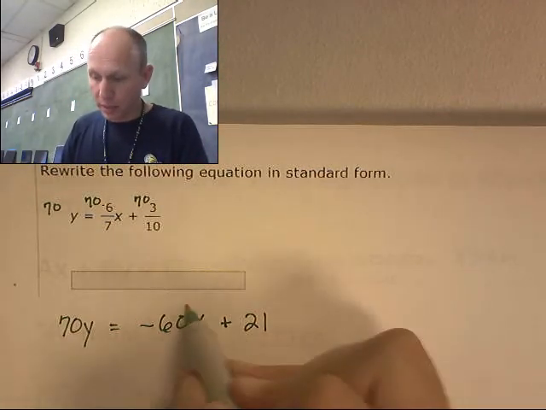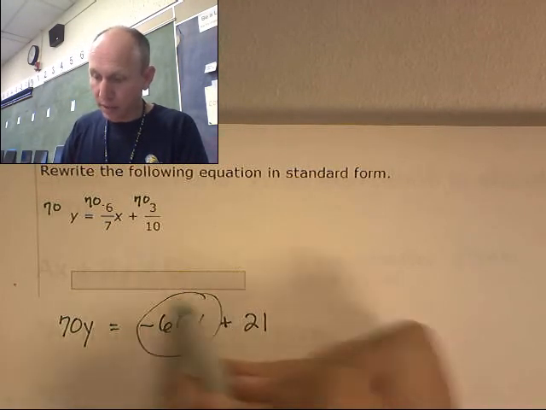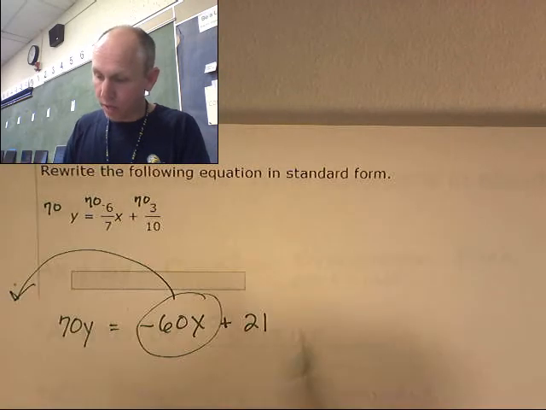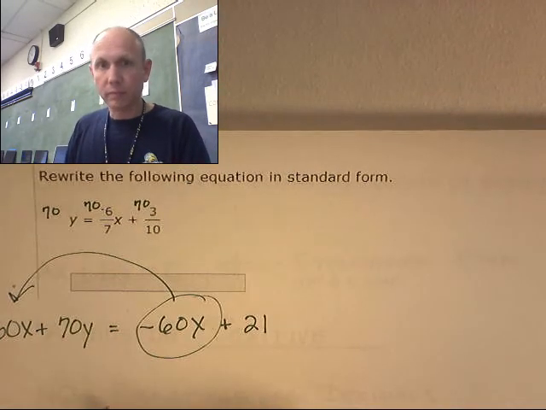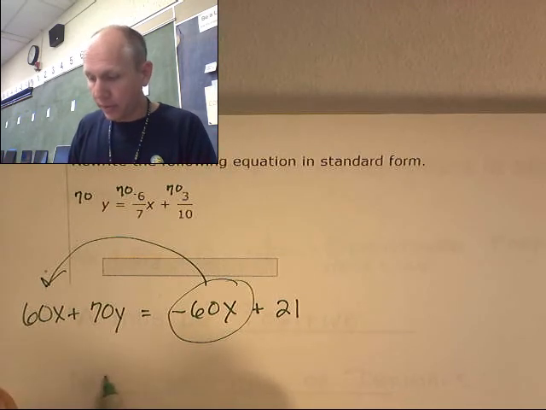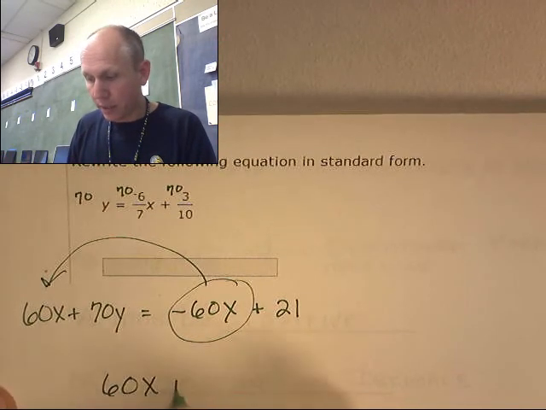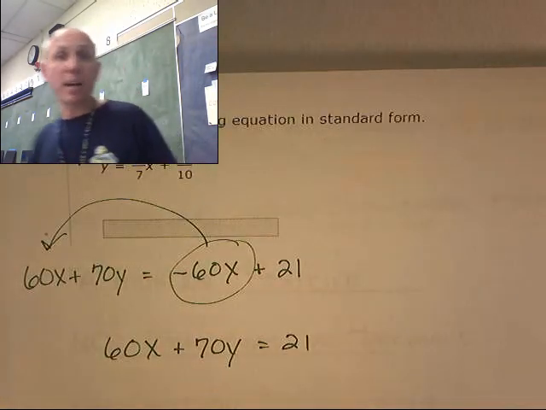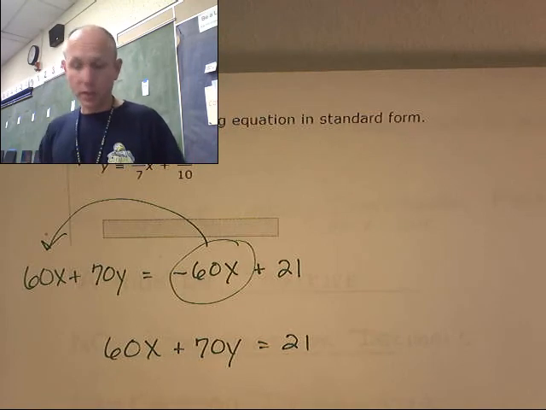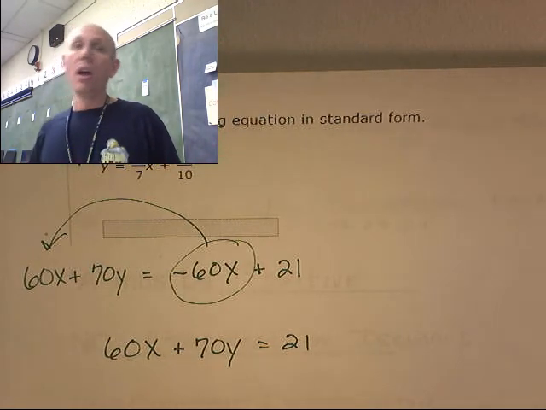Who's in the wrong space? X is in the wrong space. Let's drag and drop them over here. So now I have 60x plus 70y equals 21. And x is already positive, so we're set. This is a good equation in standard form.